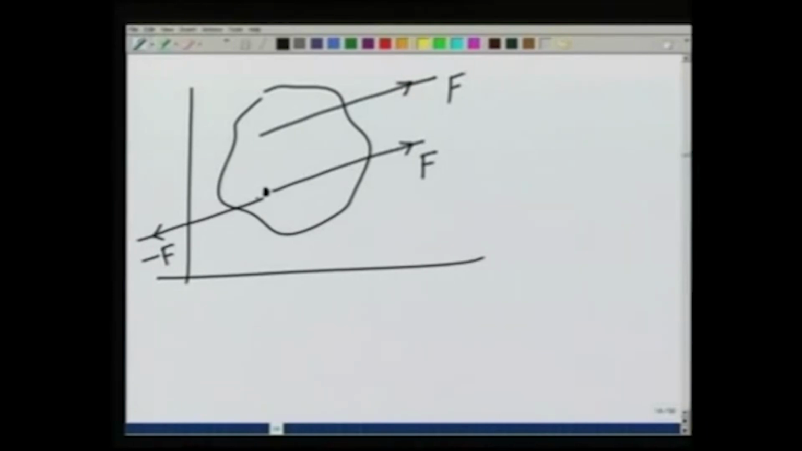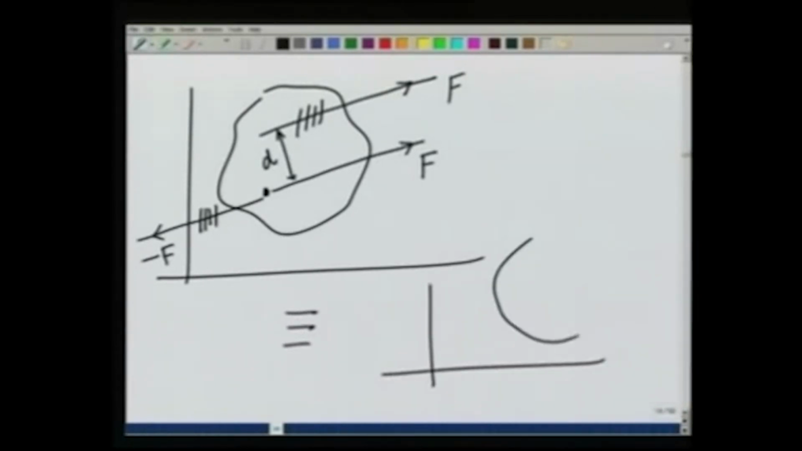So, I have really done nothing to this, but now you notice that the original force and minus F give a couple, which is equal to the perpendicular distance between the forces times the force itself. So, I can say that this whole thing is equivalent to applying a torque at this point of the amount F d and applying a force F in this direction.